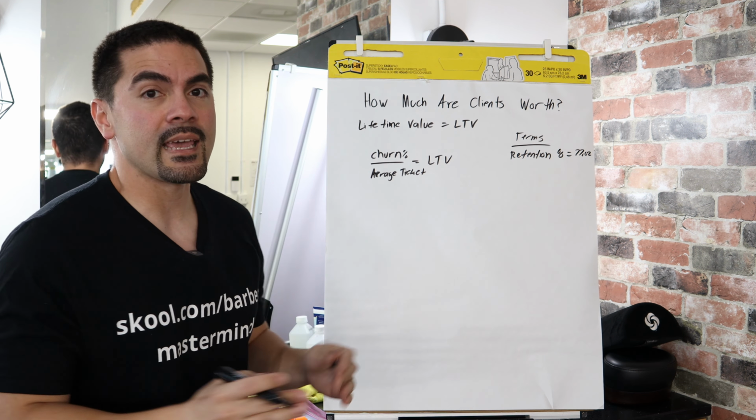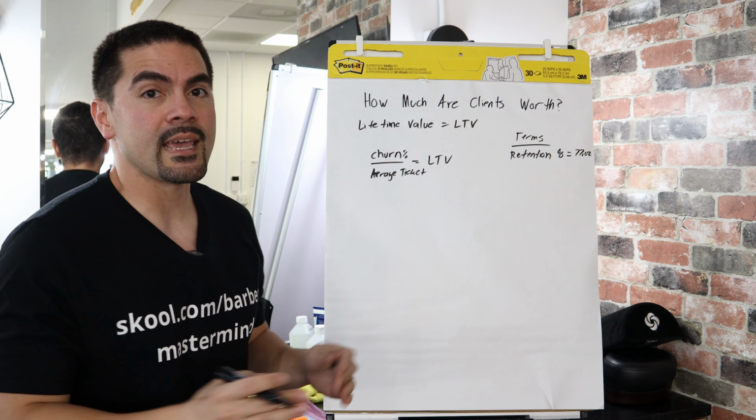So that's our churn percentage. What that means is for every 100 clients that we saw, we kept 77 of them-ish, and we lost 23, we'll say. So we lost 23 out of the 100 clients that we saw in this month. The next thing we need to do is figure out our average ticket.